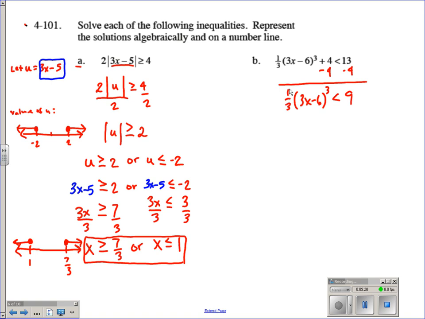Well, to get rid of the 1/3, we can divide by the 1/3, or we can multiply this term by a 3 and multiply this one by 3.